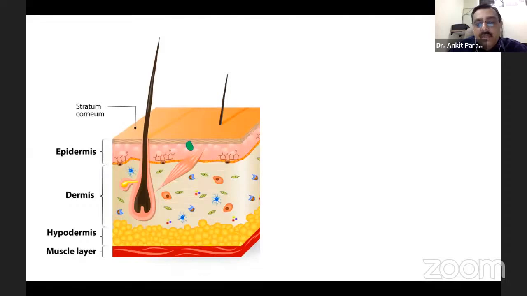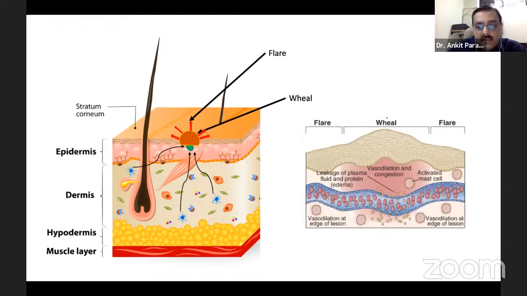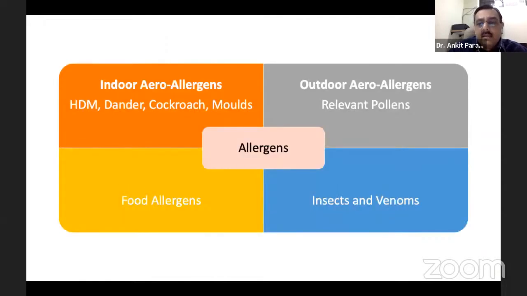Now, once that happens, the mast cells which are already sensitized to the dust mite allergen would reach up here, catch this allergen, degranulate, and release histamine, and it leads to a wheal and flare reaction. And this happens in 15 minutes. And you can test multiple allergens.